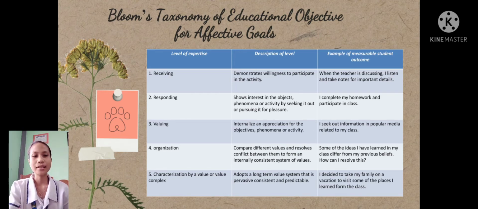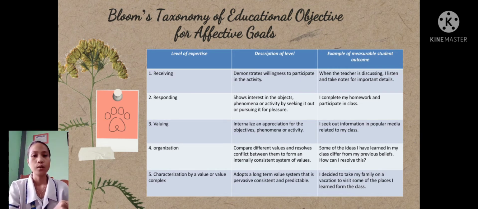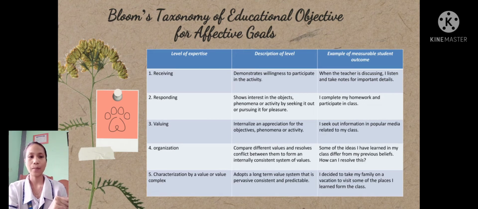The fifth level of expertise is characterization by value or value complex. It adopts a long-term value system that is pervasive, consistent, and predictable. An example of this level of expertise is I decided to take my family on a vacation to visit some of the places I've learned about from the class.